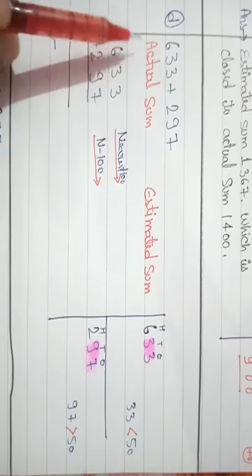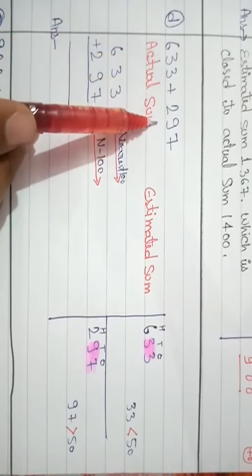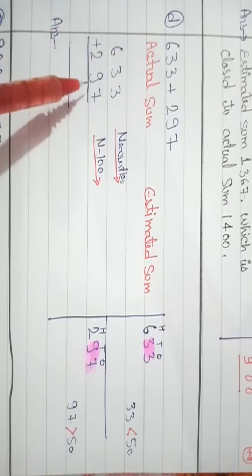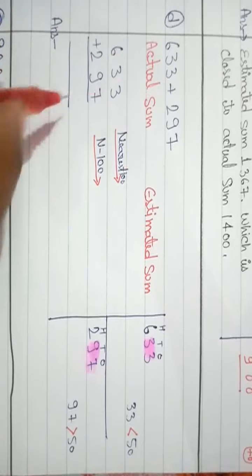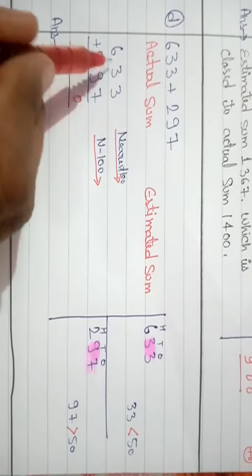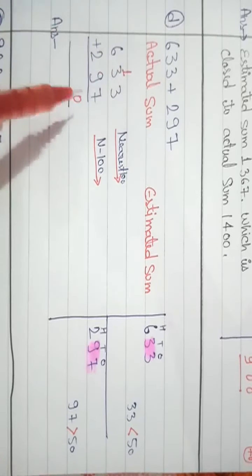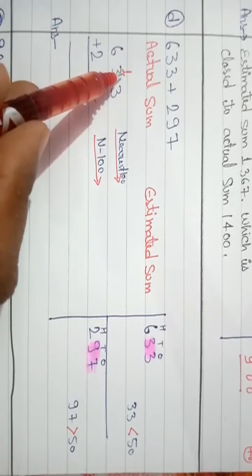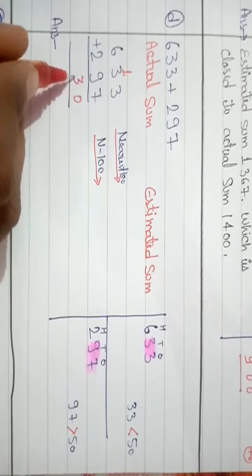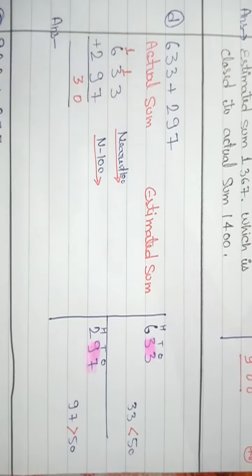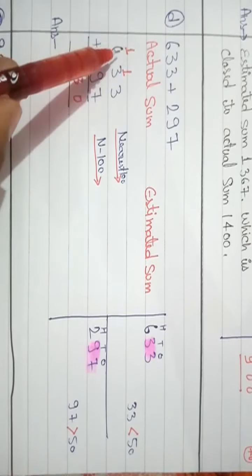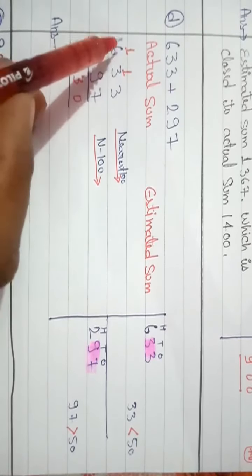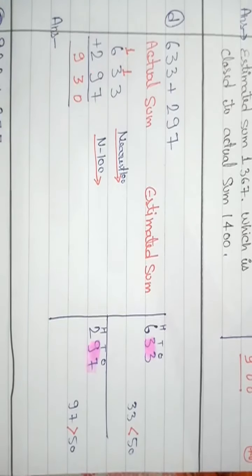D part: 633 plus 297. Actual sum of it: 7 and 3, 10, plus 1. Tens place: 9 and 3, 12 and 1, 13. Carry to the 100 place. Now 6 and 2, 8 and 1, 9.